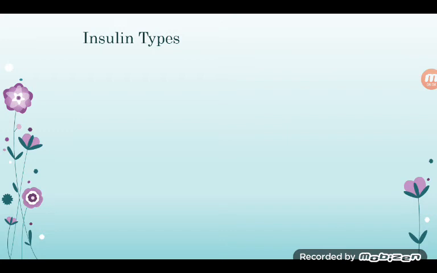The long-acting is insulin glargine or Lantus. Onset of action is 1 hour and the duration is 24 hours. Usually it's administered at bedtime. There are some variants of this.